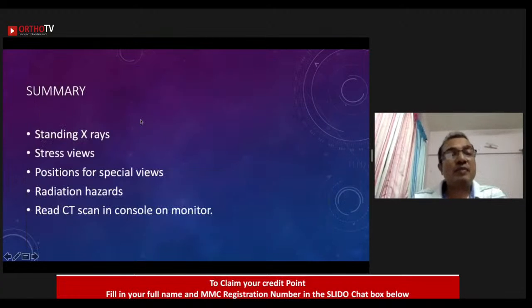So to summarize, standing X-rays are important. Stress views are important. You should know the positions for special views, know the radiation hazards, and please read the CT scan yourself.